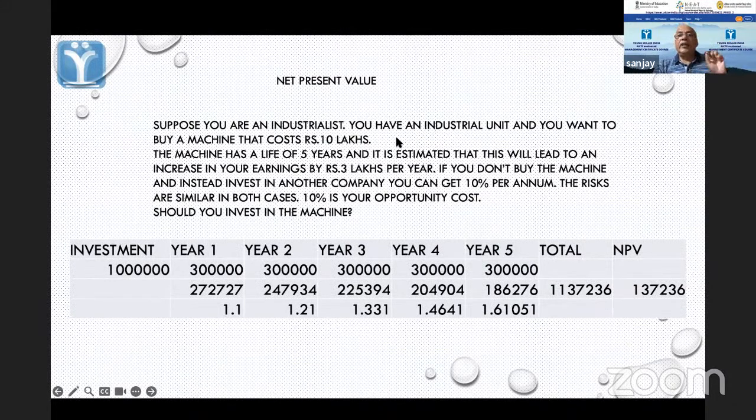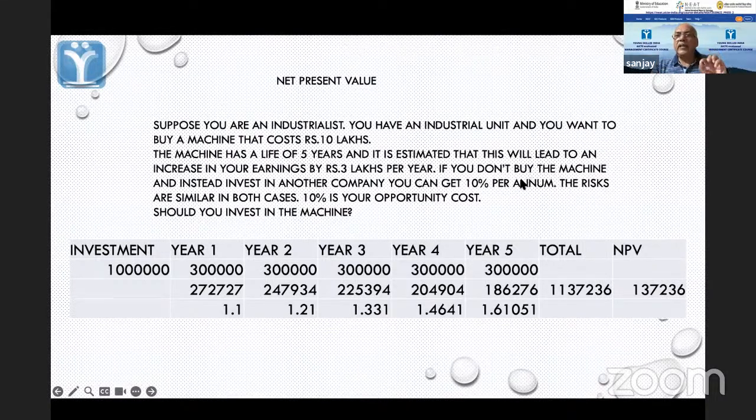Now, here we said that we are trying to take a capital budgeting decision. This decision is basically, I want to invest 10 lakhs. And this machine that I'm going to buy is going to increase my earnings by 3 lakhs per year. So every year I'm going to get 3 lakhs. In 5 years, I'll get a total of 15 lakhs. Suppose I didn't make this investment, and I invested this money in another company, that company would have given me 10% return. So I would have got, let's say, 1 lakh per year from that company. They would have kept giving me that 1 lakh, and at the end of it, they would have returned my money to me also.